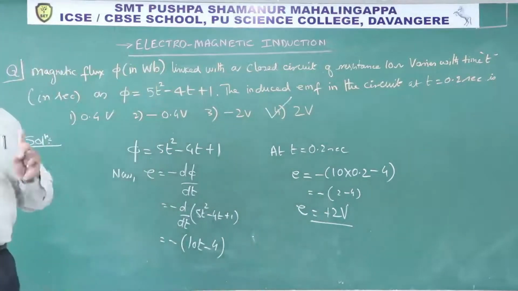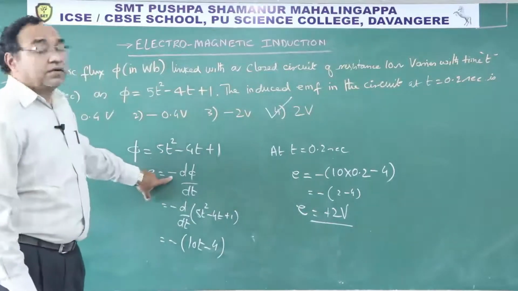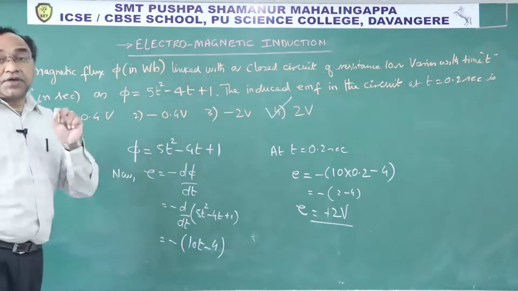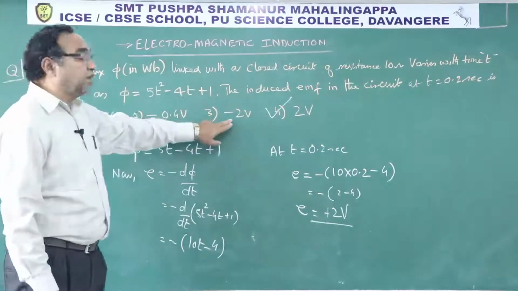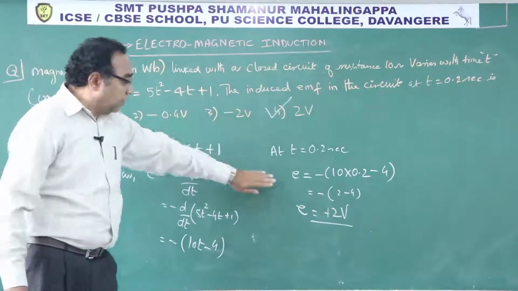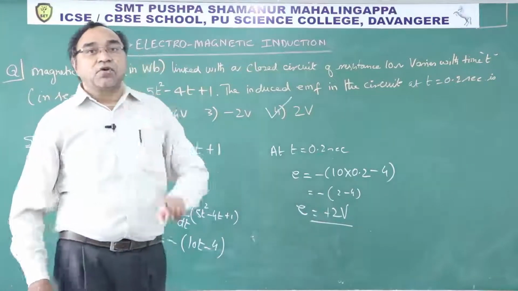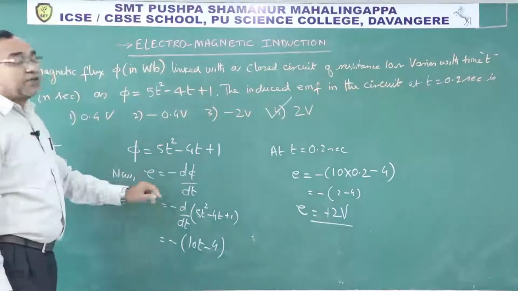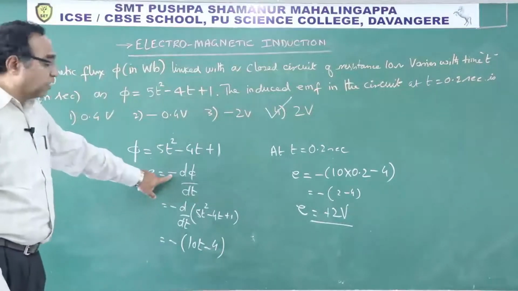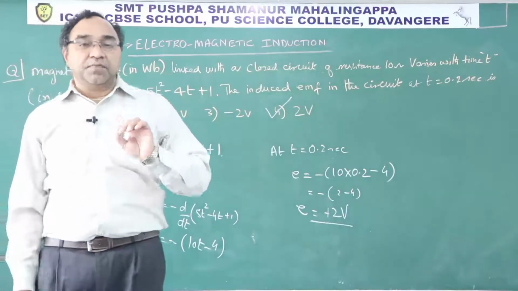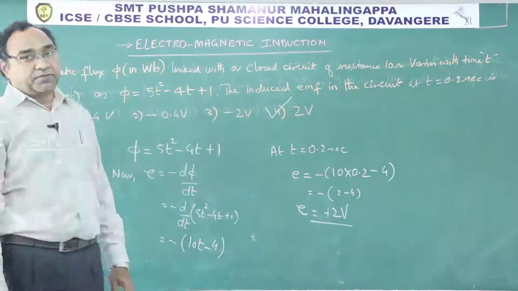Remember, you cannot neglect the minus sign. This is a common mistake which students commit, and you will get minus 2 volt then. Because if you don't consider this minus, you get minus 2 volt. Please remember that is wrong. E is minus d phi by dt. You have to consider the minus sign as well. This is a common mistake which students commit in the entrance exams.